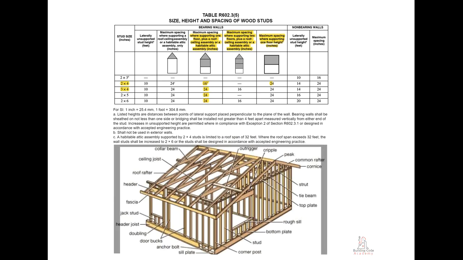Table R602.3.5 Size, height, and spacing of wood studs. Spacing and size of wood depend on wall height and building type. For bearing wall in building, which supporting one floor height stud size 2x4 should be spaced 24 inches. For bearing wall supporting one floor plus a roof ceiling assembly or a habitable attic assembly, stud size 2x4 should be spaced 16 inches. And so on. A few questions will appear on ICC Residential Building Inspector exam, so placing a sticker shouldn't be a bad idea.